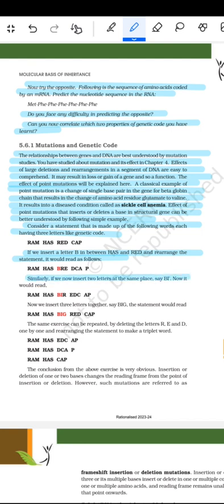Similarly, if we insert two letters in the same place, say BI, it would read like this. Now if we insert three letters together, say BIG, the statement would read as this one. The same exercise can be repeated by deleting the letters R, E and D one by one and rearranging the statement to make a triplet word.